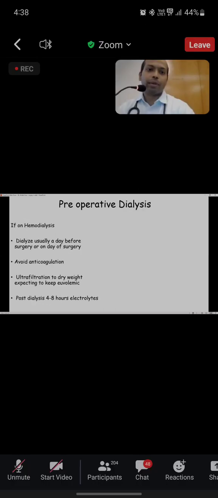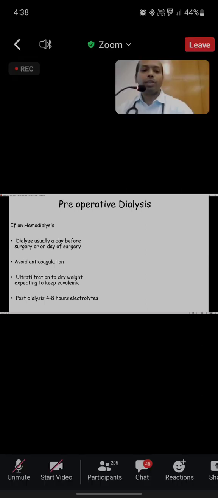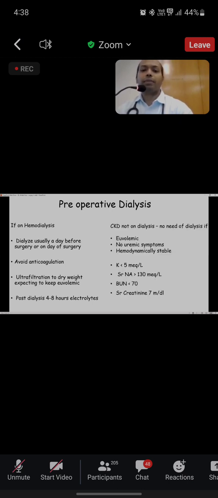If the patient is on hemodialysis, dialyze well a day before surgery or on the day of surgery. Avoid anticoagulation in the dialysis, ultrafiltration to the dry weight to keep the patient euvolemic, and post dialysis after 4 or 8 hours, recheck the electrolytes and coagulation parameters.